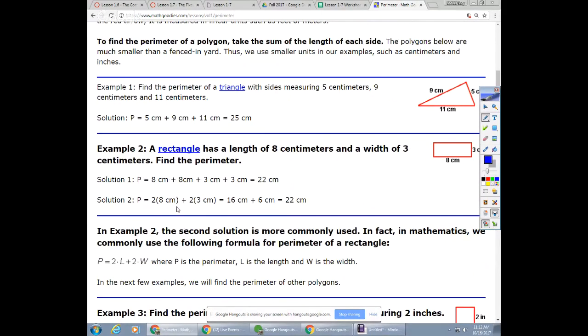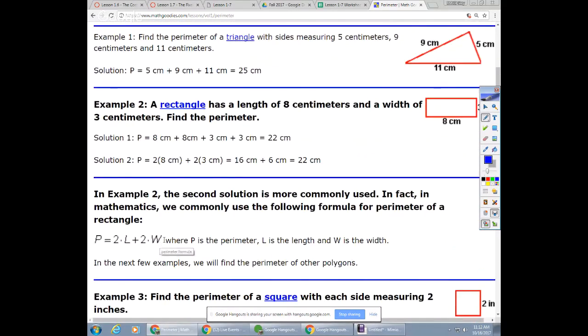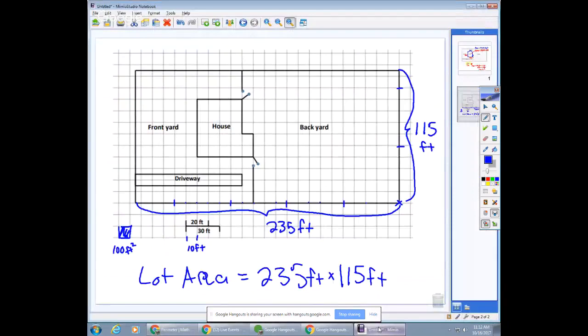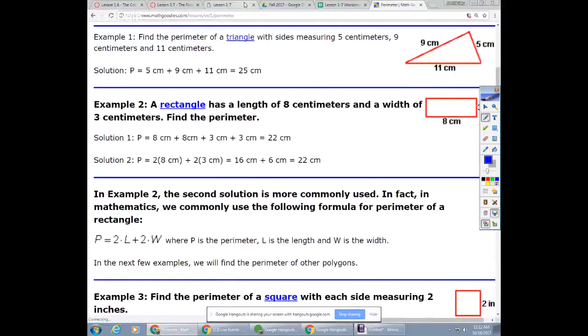Okay. Another way to think about it is twice the length times twice the width, which they illustrate down here. So there's a couple versions of calculating perimeter. I'm going to go for this version right here. So the perimeter equals 2 times the length plus 2 times the width. So we'll do that in a couple of different ways on our spreadsheet.